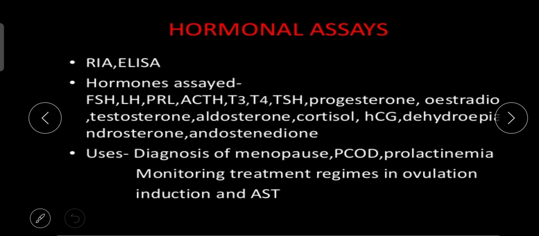Next one is hormonal assay. In that you are going to see RIA or ELISA, hormone assays like FSH, LH, PRL, ACTH. These are all hormone names: follicle stimulating hormone, luteinizing hormone, prolactin hormone. And T3, T4, TSH, progesterone, estradiol, testosterone, aldosterone, cortisol, HCG, dehydroepiandrosterone, androsterone, and androstenedione. These are the hormonal assays, meaning the hormonal values they are going to find out.